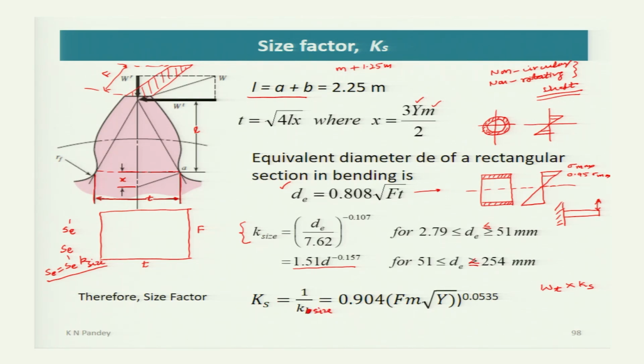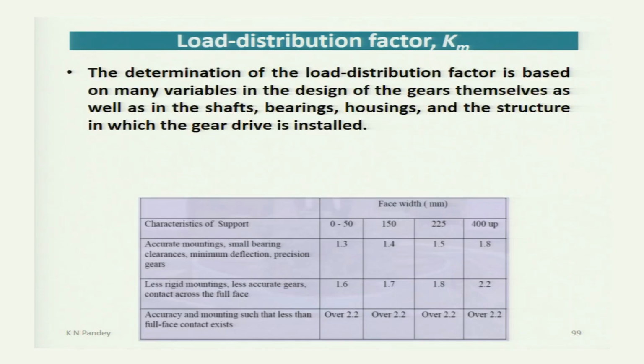So, substituting these values in this equation, F and T with this and this one, T from this one, X from this, we get Ks is equal to 0.904 within the bracket Fm under root Y to the power 0.0535. So, this equation may be used to determine the K size of the AGMAs. Now, next is the load distribution factor.